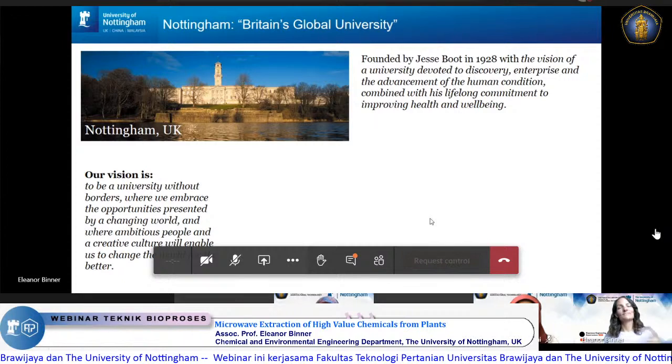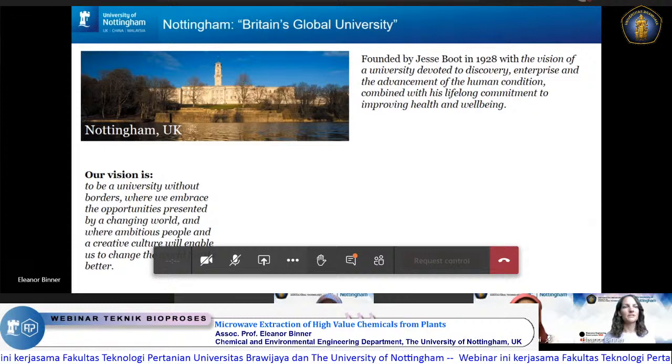1928. And he had, for the time, a really great vision of a university devoted to discovery, enterprise, and the advancement of the human condition, combined with his lifelong commitment to improving health and well-being. So he really was in line with what our current vision is, which is being a university without borders and embracing a changing world and developing people and addressing global challenges.